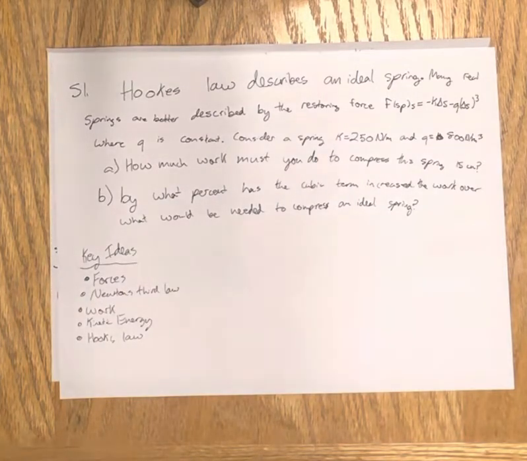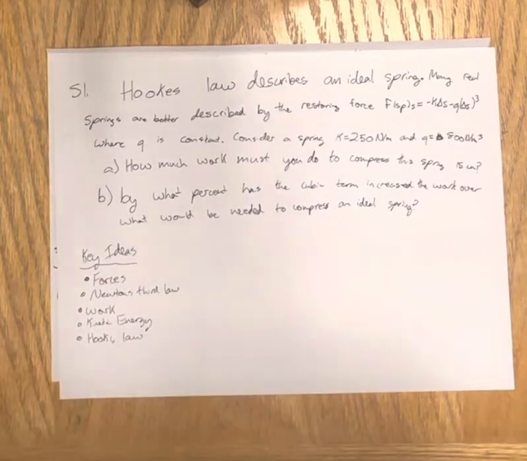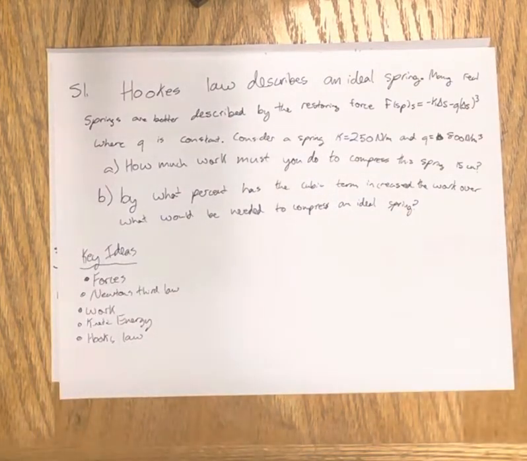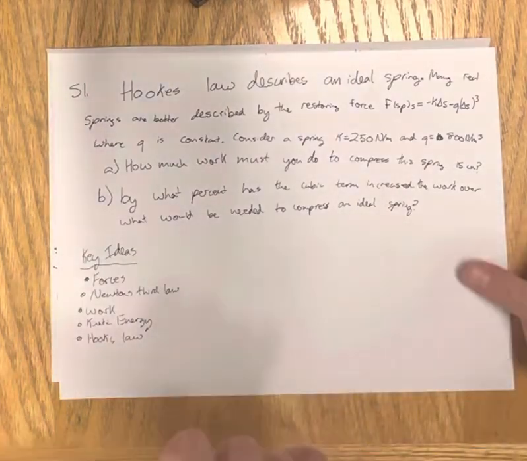Where Q is a constant, consider a spring with K equals 250 newtons per meter and Q equals 800 newtons per meter cubed. A, how much work must you do to compress the spring 15 centimeters? And B, by what percent has the cubic term increased the work over what would be needed to compress an ideal spring? This is important.